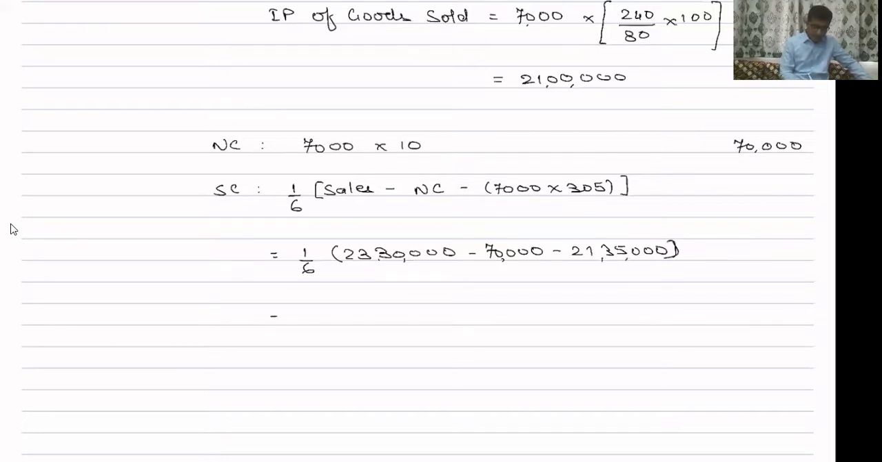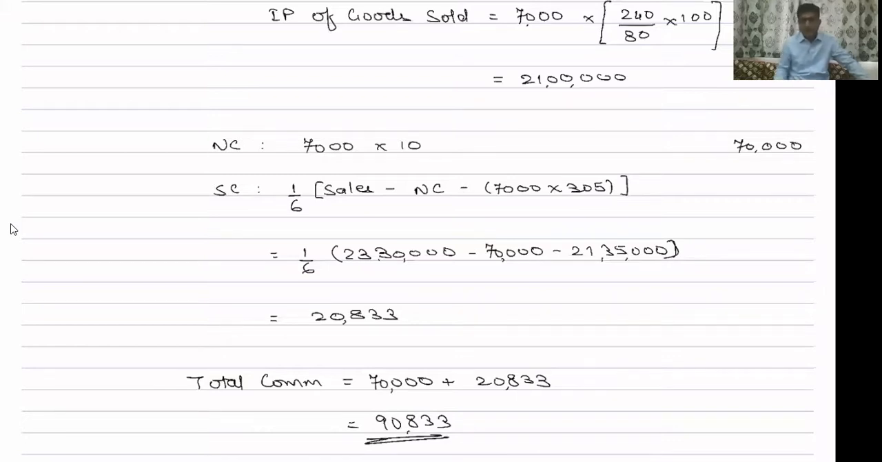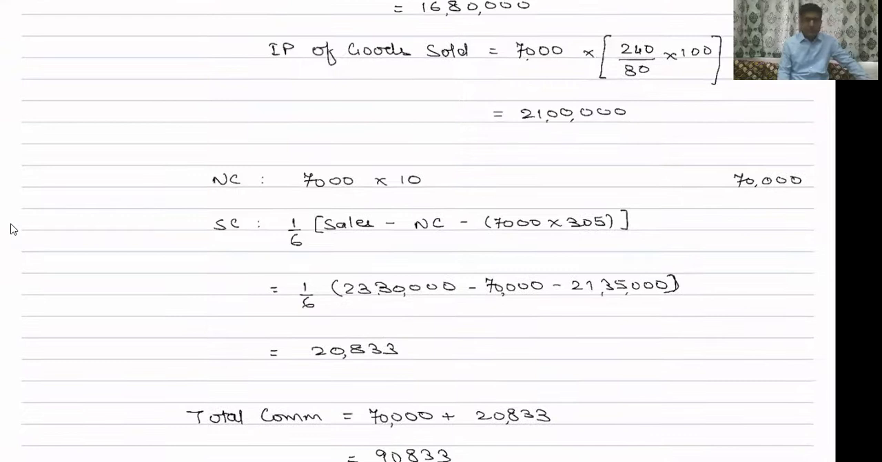So that comes to what? Plus 70,000 minus 23,30,000 in divide by 6. 20,833 is my special commission. So what will be my total commission? My total commission in this case will be 70,000 plus 20,833, and that comes to 90,833 as the total commission. Do people get it? Yes or no?